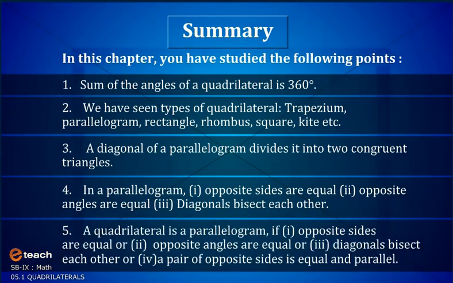5. A quadrilateral is a parallelogram if 1. Opposite sides are equal, or 2. Opposite angles are equal, or 3. Diagonals bisect each other, or 4. A pair of opposite sides is equal and parallel.